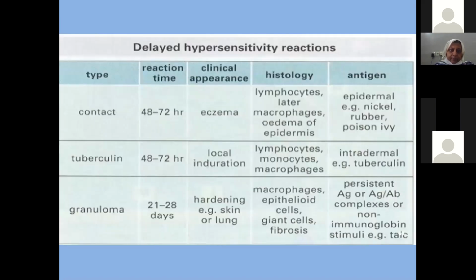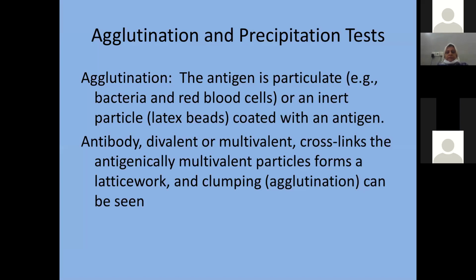So these are the delayed type hypersensitivity reactions, like contact dermatitis, tuberculin reaction, even granuloma formation. Now we have done all the 4 types of hypersensitivity reactions, type 1, type 2, type 3, and type 4. And I hope that you have some concept about the mechanism behind these hypersensitivity reactions. Now, a few points for you to understand.